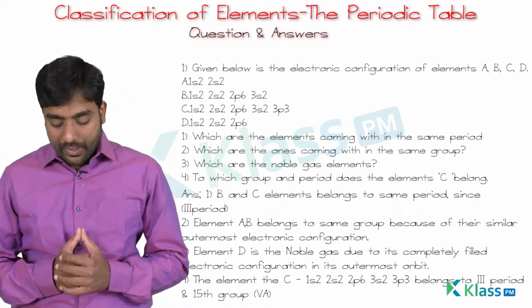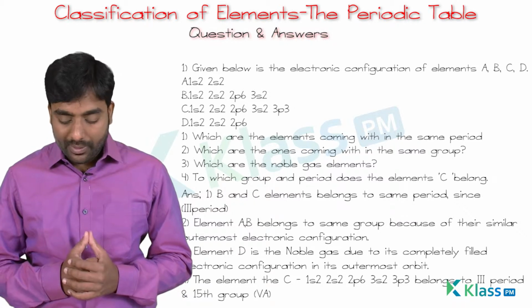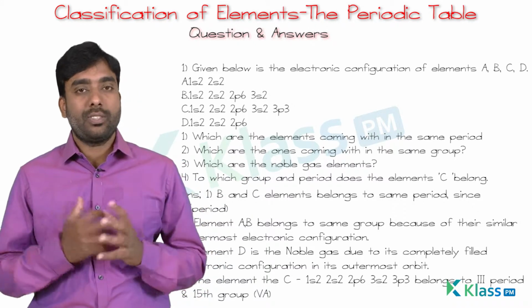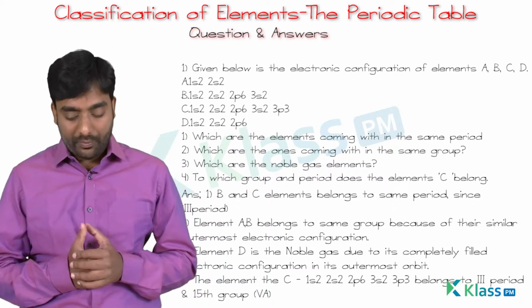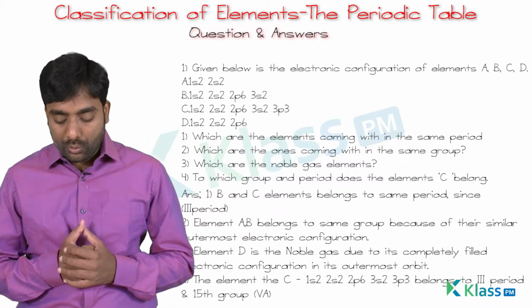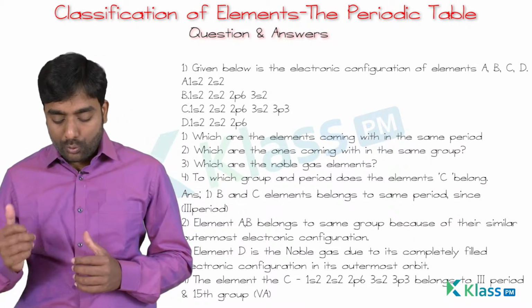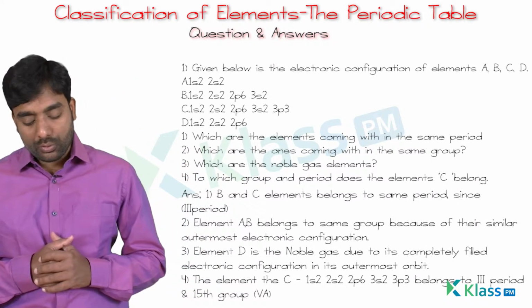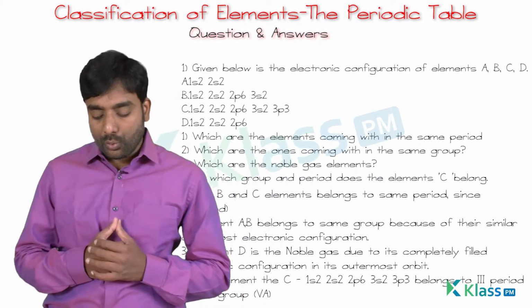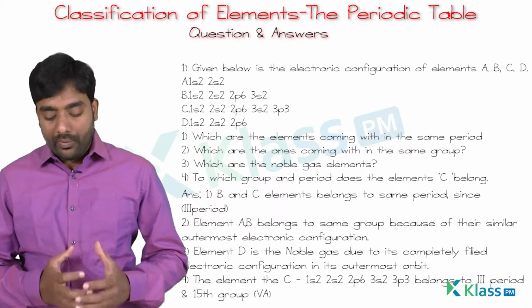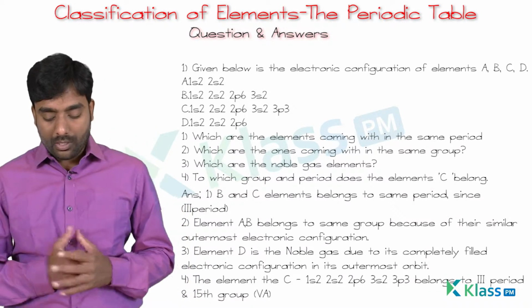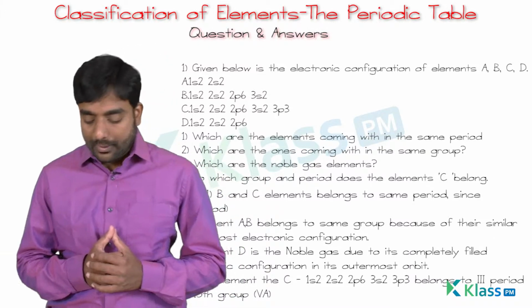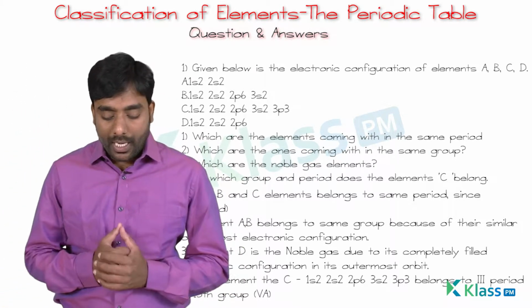The first question: given below is the electronic configuration of elements A, B, C, D. There are four elements given with the symbols A, B, C, D and their electronic configuration. A is given 1s2, 2s2 and B is given 1s2, 2s2, 2p6, 3s2 and C is given 1s2, 2s2, 2p6, 3s2, 3p3 and D is given 1s2, 2s2, 2p6. Now with this we have to match the statements on the right side. So first identify what these elements are.